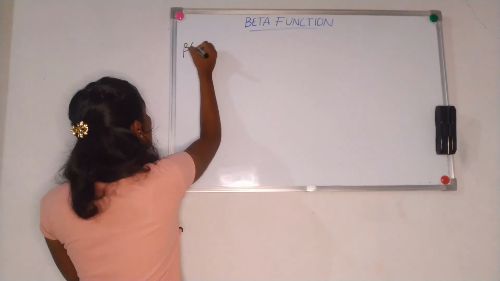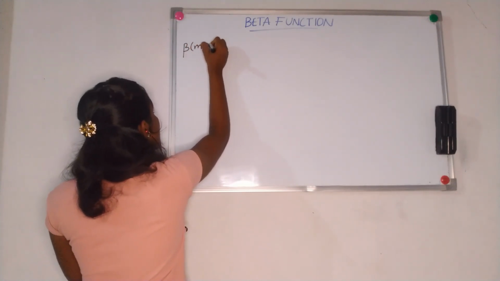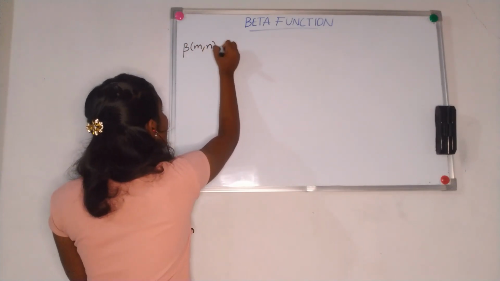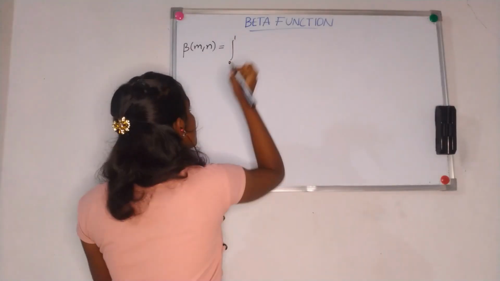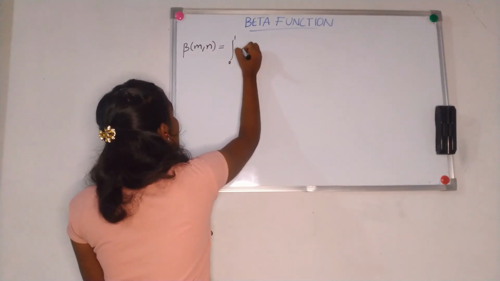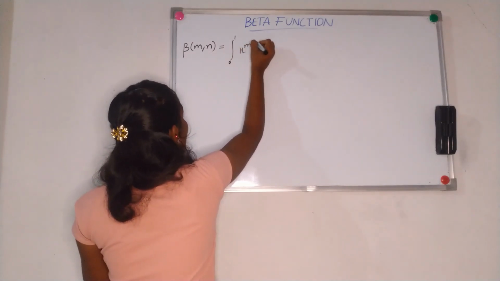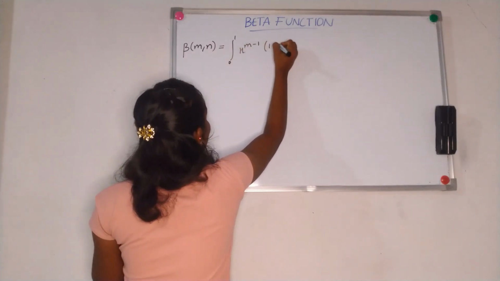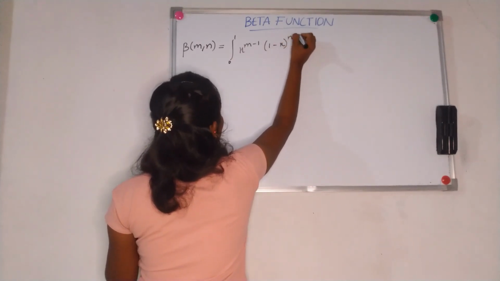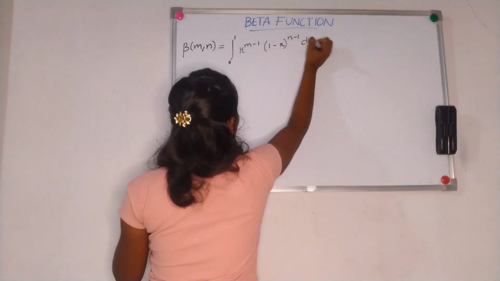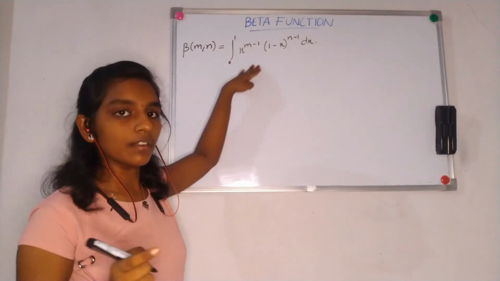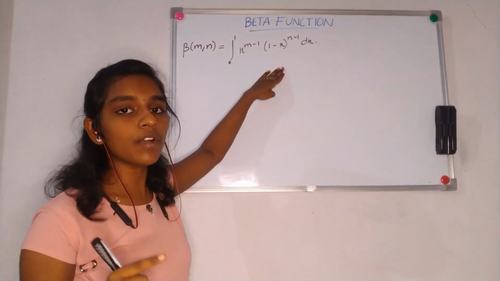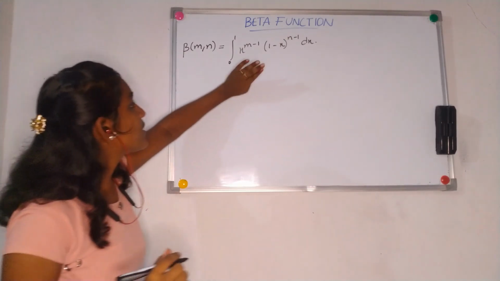The definition of it is: beta of m comma n is equal to the integral from 0 to 1. The limits are from 0 to 1. Of x power m minus 1 into (1 minus x) power n minus 1 dx. So this is the basic definition of a beta function. This is the formula and the definition of a beta function.